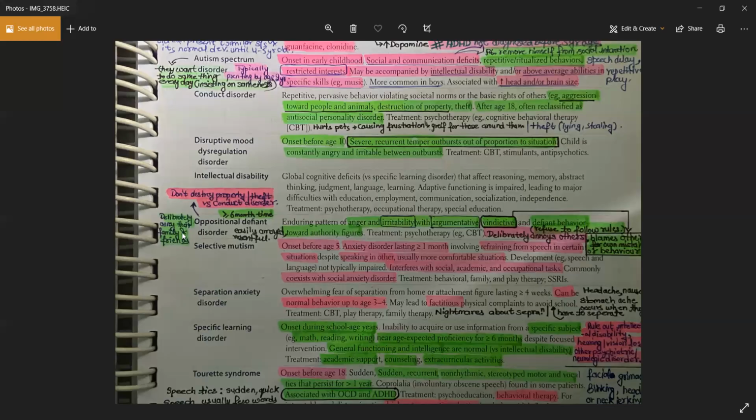So these 4 features are present in oppositional defiant disorder, but only one feature is present in disruptive mood dysregulation disorder, which means they become very irritable and angry. They often lose their temper, and they get annoyed easily. So only the first feature of oppositional defiant disorder is present in disruptive mood dysregulation disorder, right?